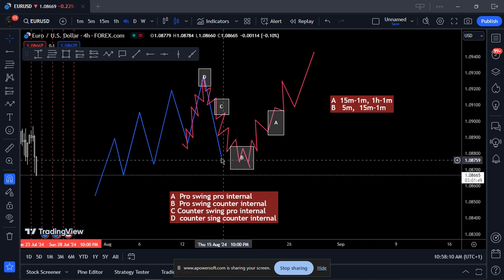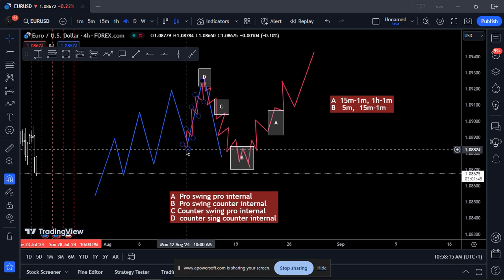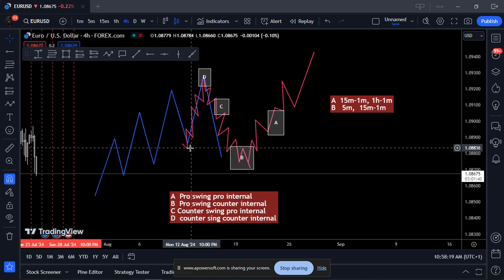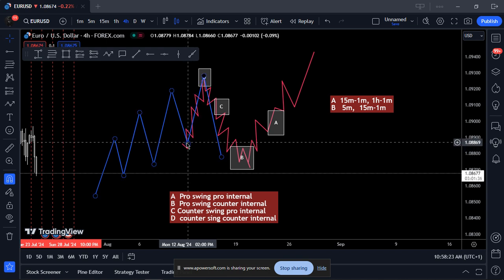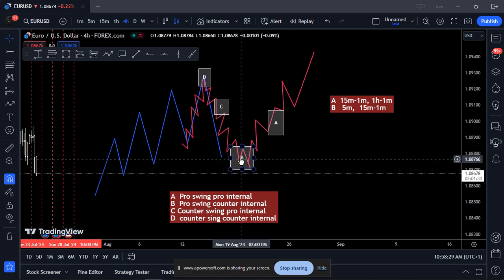Phase B is the start of the move here. After my higher time frame falling liquidity has been taken, let's say this is the 1 day or 4 hour falling liquidity, I come to B, which is my entry.